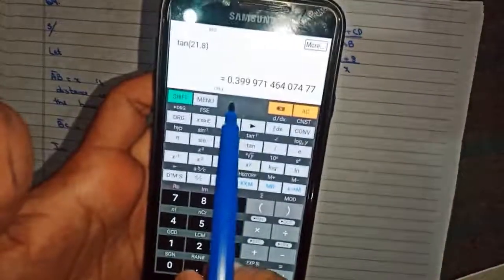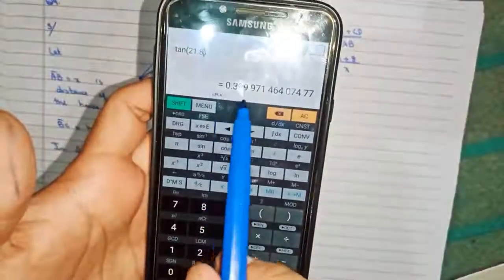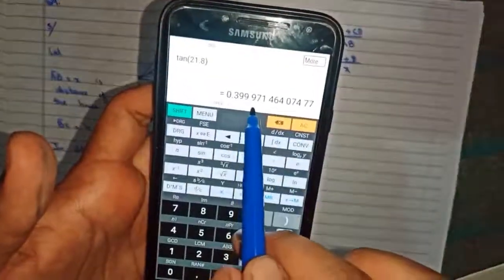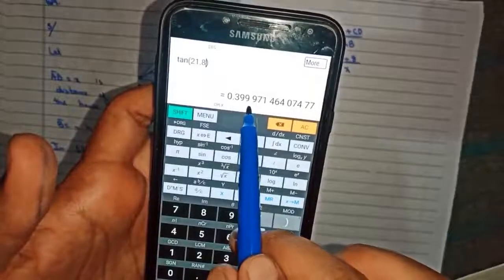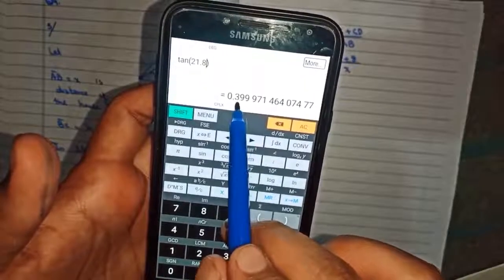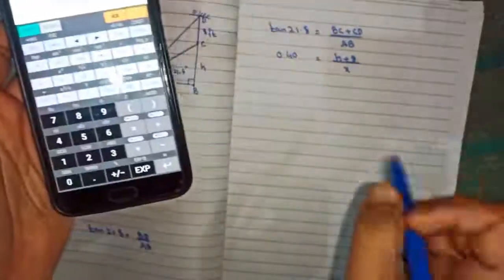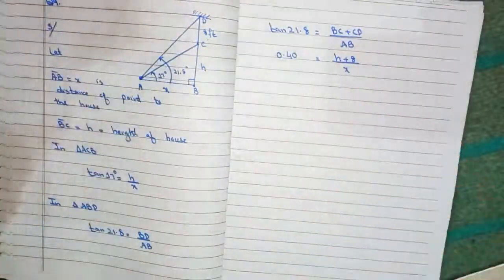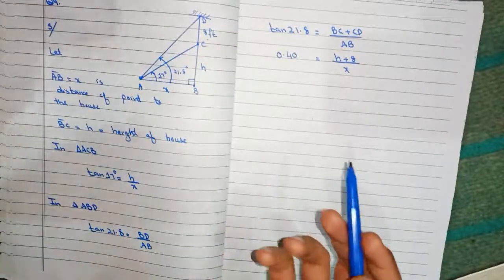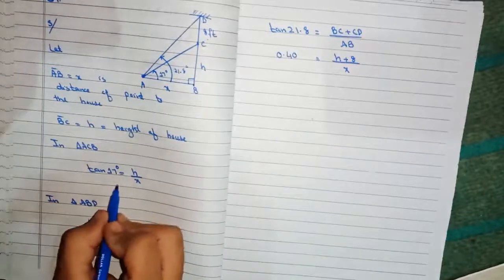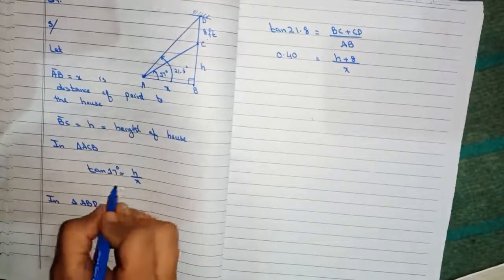After 0.399971, this 7 is a greater value, so it will make it 0, and this carry will make it 4. And putting the value of x here, now we need to find x and h, the total height. Before this we will eliminate this value of tangent.